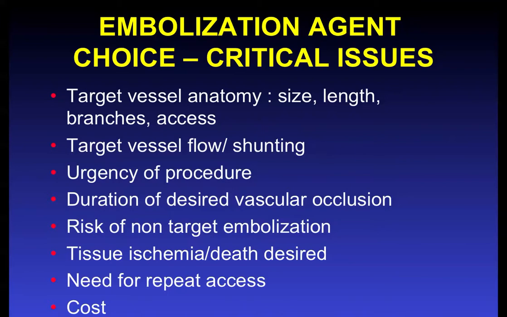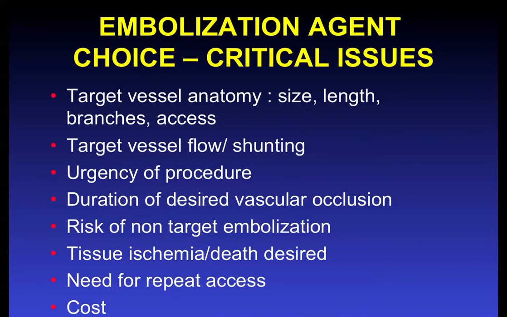So what I'd like to do for the next few minutes is examine some of these critical issues that all of us think about every time we're going to do an embolization procedure. Anatomy of the situation is really most critical. What's the vessel size? What's the length of the target? Are there branches in the area that can be sacrificed? What is the access to the target area? Can we get a microcatheter, or a stable catheter system, to our target or not? In some cases that's very difficult or impossible.